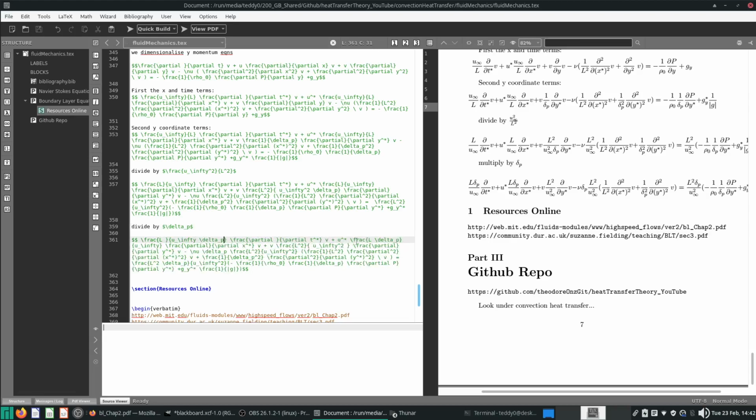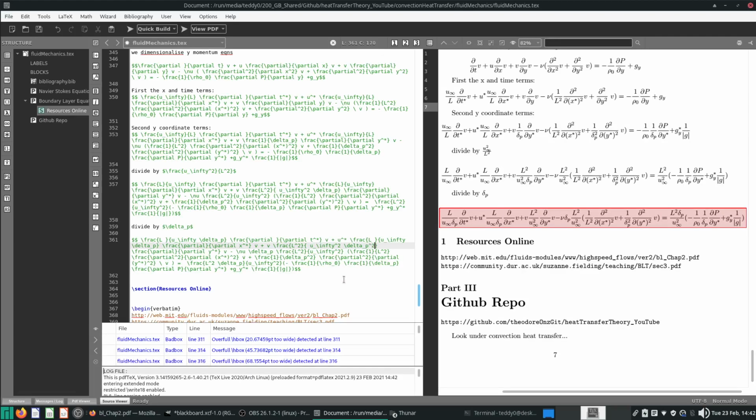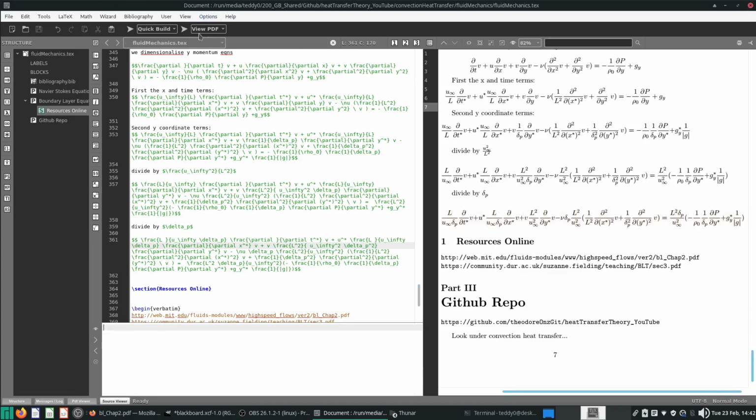The first one, second one as well. Then you will be able to see some good numbers popping up. And delta p squared will appear on this third term.